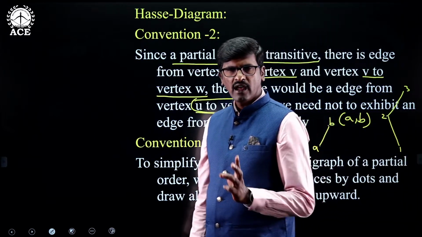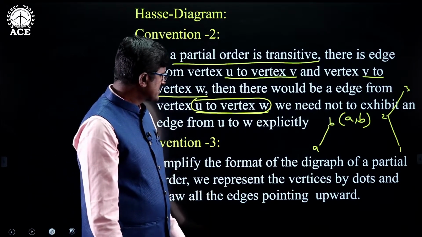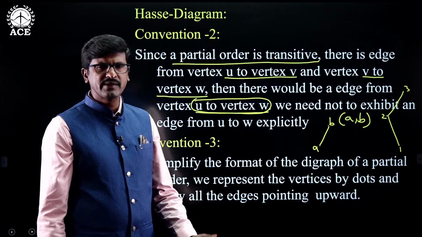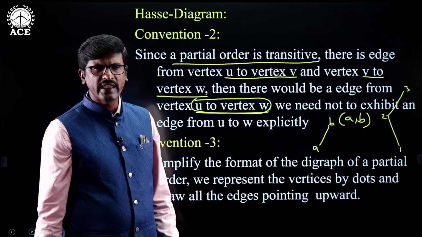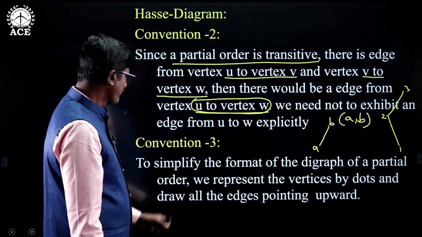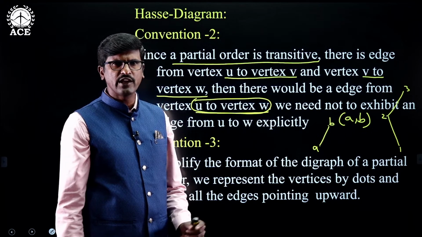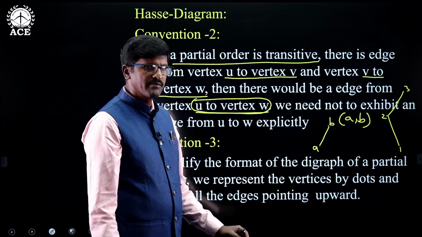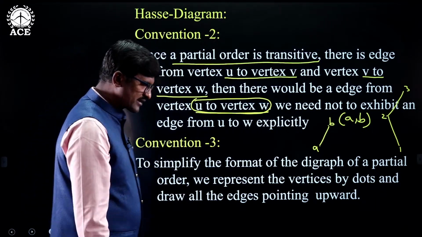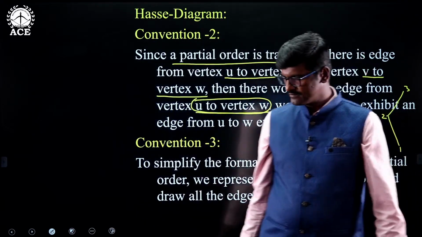Convention number 1, at every vertex there will be the loop. You need not exhibit those loops. Next, convention number 2, if there is an edge from U to V and V to W, there must be the edge from U to W. You need not exhibit the edge U to W separately. And convention number 3, every vertex will be represented with dot, and if there is an edge from A to B, A must be downwards and B must be upwards. Then whatever pictorial representation we are getting, that is called Hasse diagram. Now we'll see one example, then you will be understanding this very clearly.